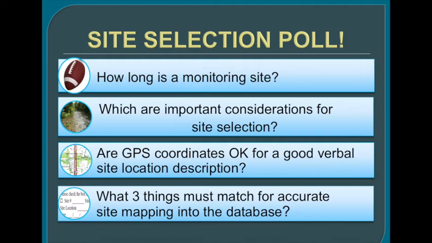Which are important considerations for site selection? You should select all of those. They are all very important. We'll make sure we have habitat in there. There are no tributaries entering in the middle of the site. There are no discharge pipes in the middle of the site.